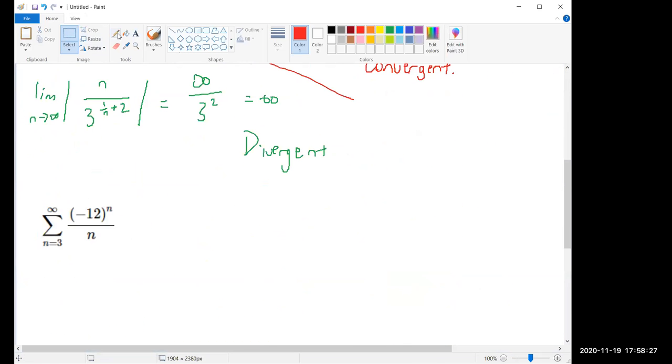So for this one, same idea. We're going to take the nth root. So we will have |(-12)^n / n|, absolute value of that, and then take it to the nth root. So this becomes the absolute value of just -12 over n to the 1 over n.